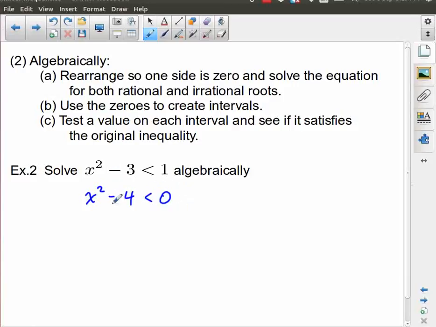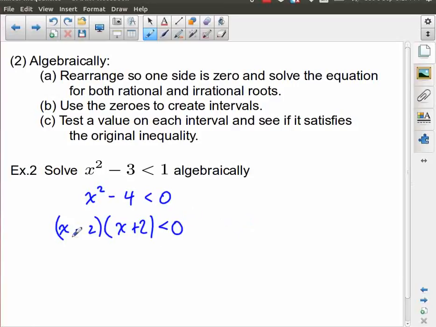They're equivalent. And then I'm going to figure out what the zeros are because I'm going to use the zeros to create intervals. So in order to know zeros, I have to factor this as far as I can. This is a difference of squares, pretty easy to factor. That's x minus 2 times x plus 2 less than 0.